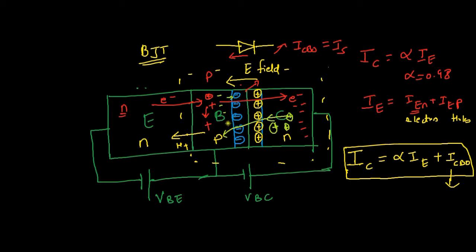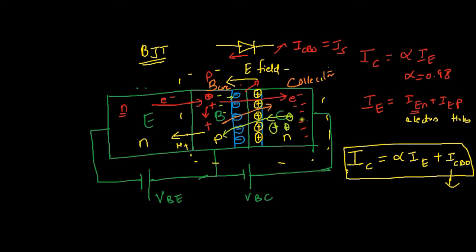Okay, so these are the two directions. As you can see, some of the holes in the collector and some of the electrons in the base are swept across the junction: electrons from the base to the collector, and holes from the collector to the base. So this also carries some current.